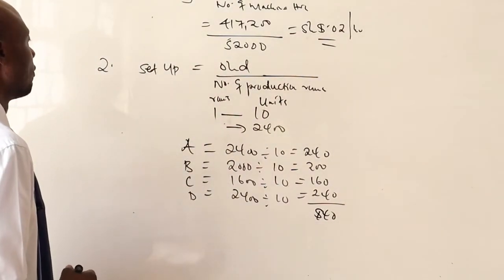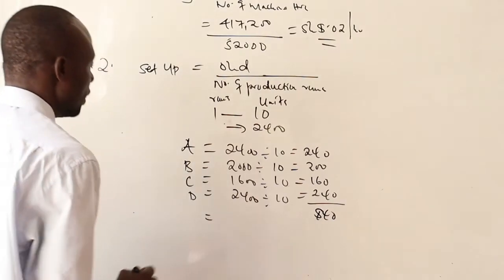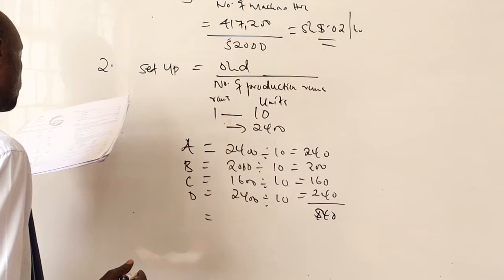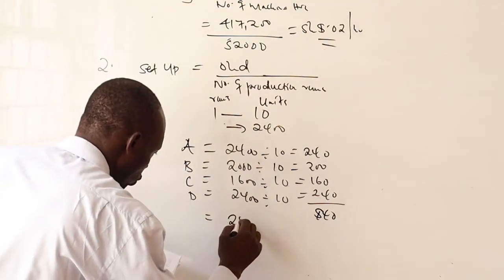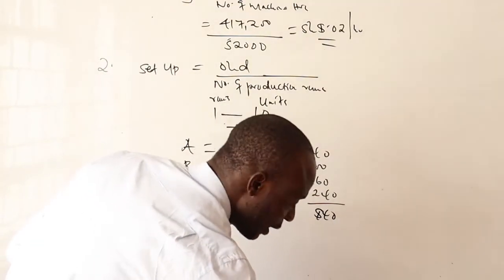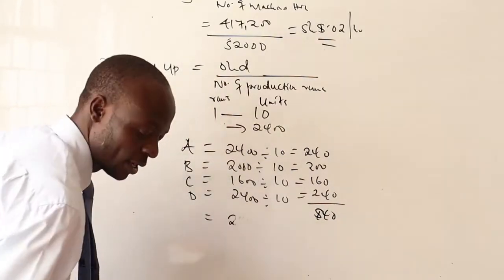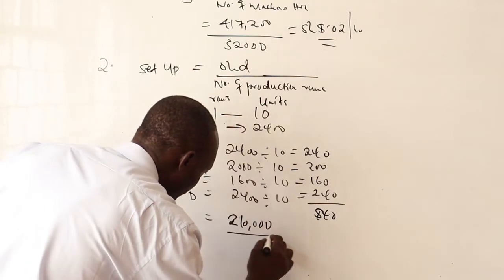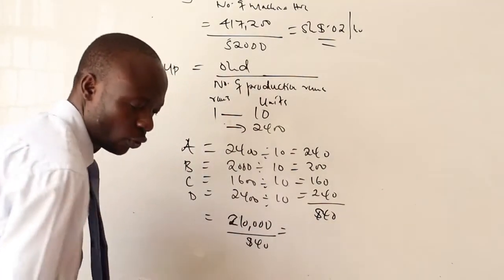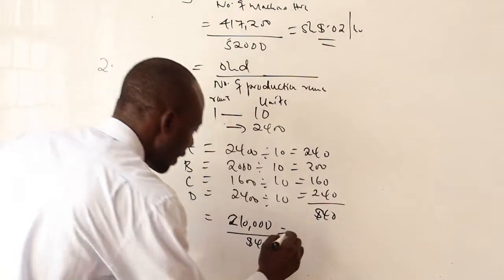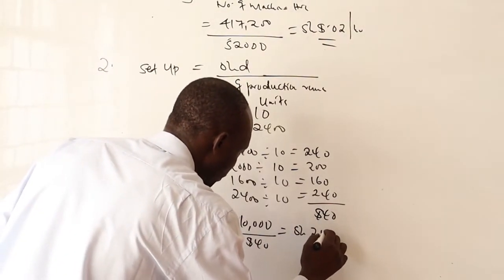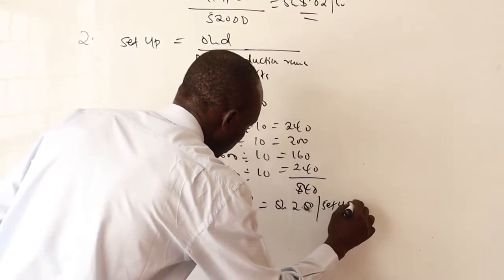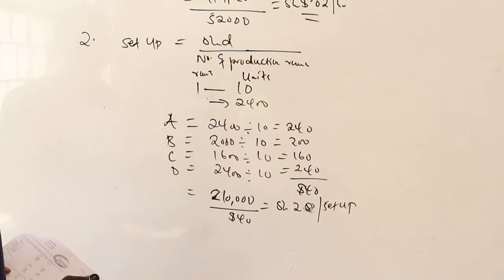So 840, and the overhead that is allocated to setup is 210,000. You divide 210,000 by 840, and you get shillings 250 per setup. That is for setup.